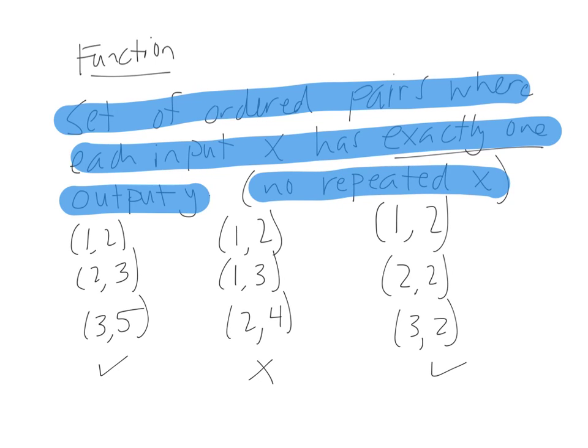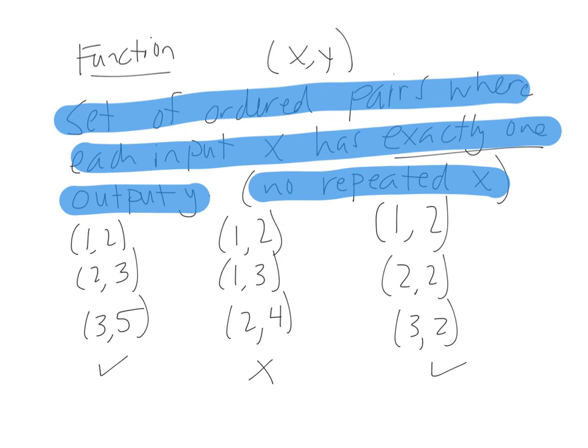Let's look at a few quick examples here. Here's my set of ordered pairs. I didn't use set notation, but let's say we have these three ordered pairs. Each input has exactly one output. Remember our ordered pairs look like x comma y, so the x is always first. So 1 goes to 2, input 2 has an output of 3, and input 3 has an output of 5. Each input has exactly one output.